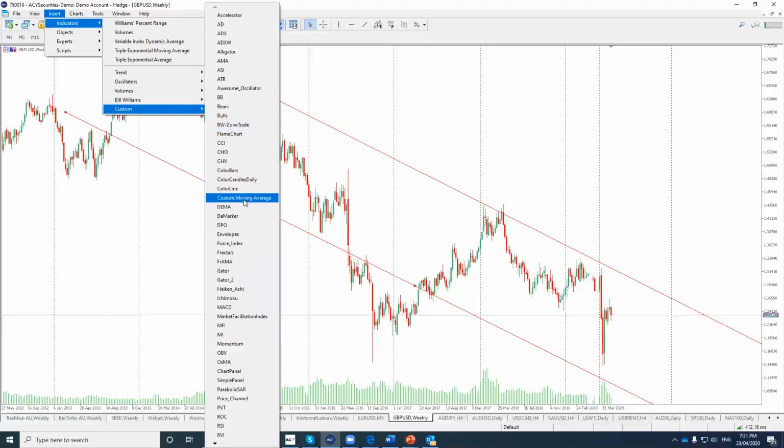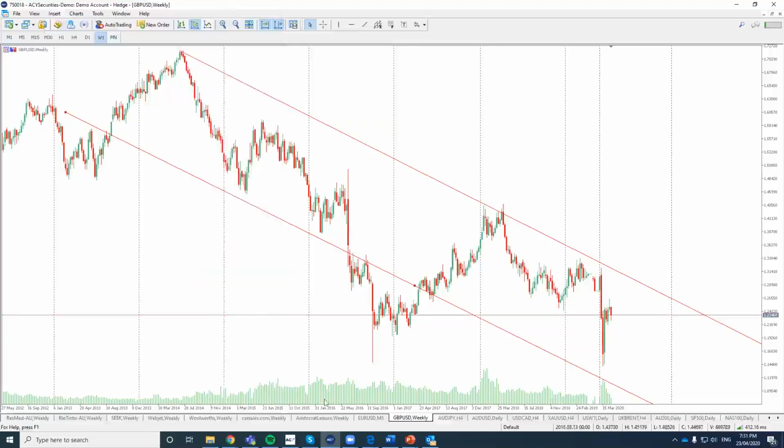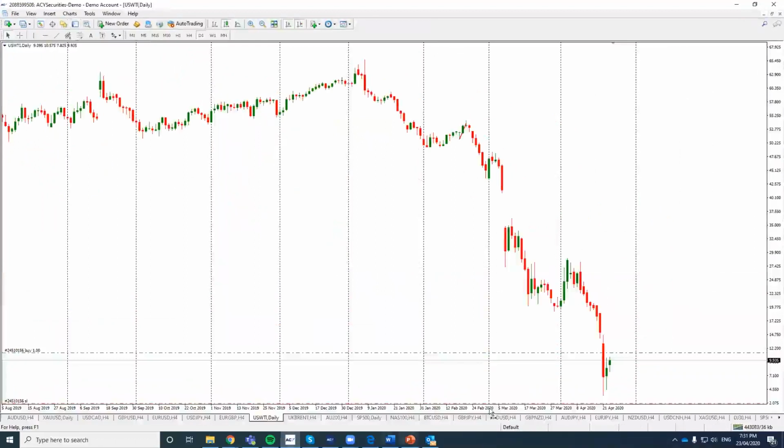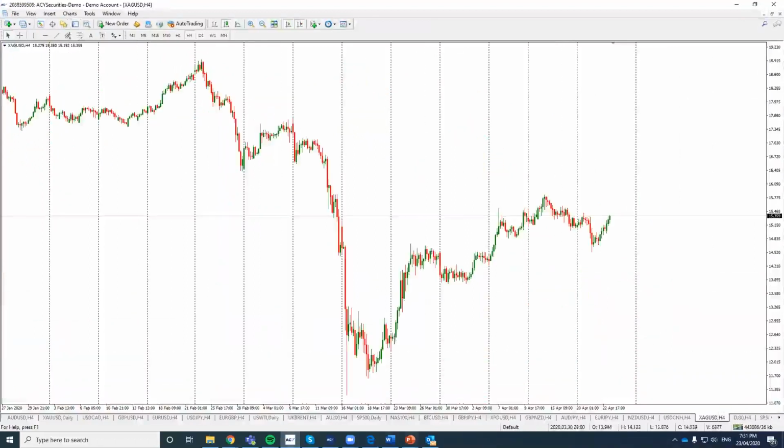Now, like I said, this is new. I'm just going to do this on my other one. Might be a bit easier for me. There we go. Let's find a chart that we don't usually look at.